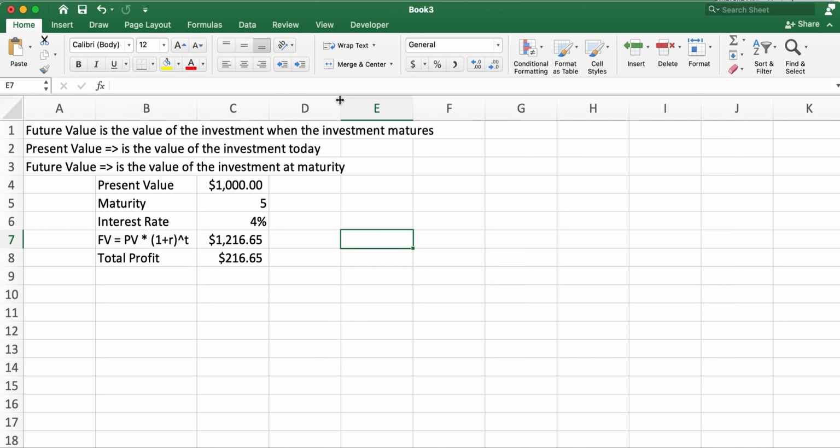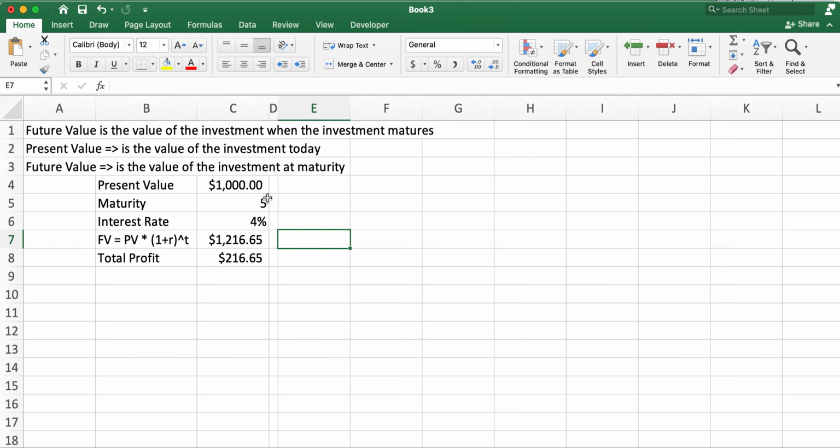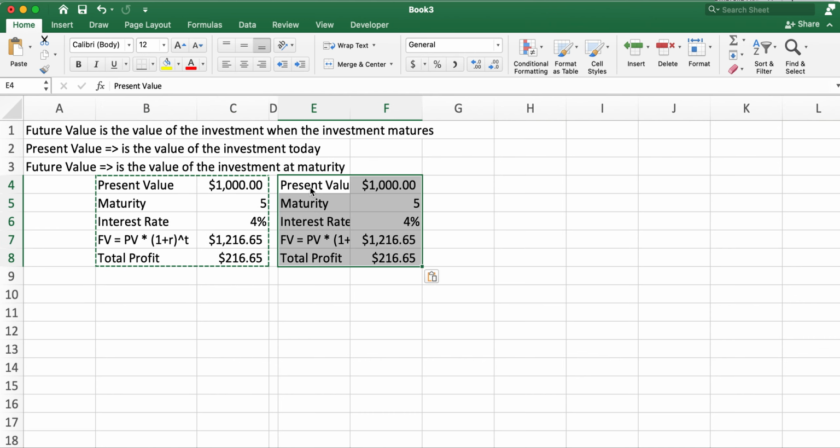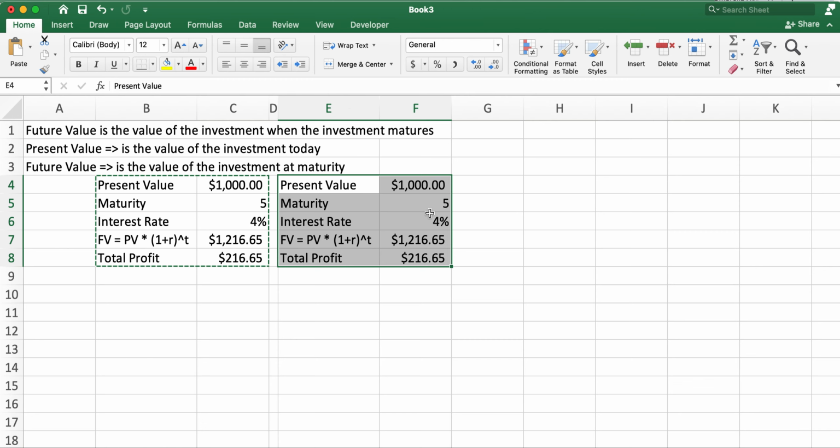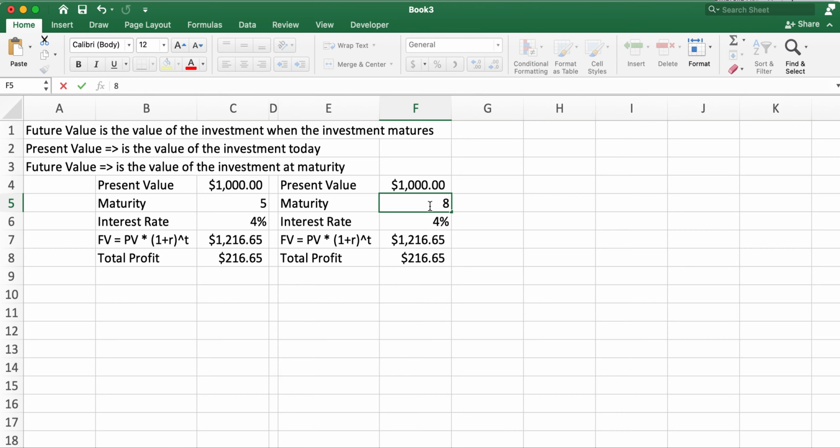Okay. Now let's do this again. We're going to tinker around, and now we're going to change our maturity. We're going to jump it by 3 years, so 8. And we're going to see what happens to our future value and our total profit. It's gone up. So what we can say is an increase in time leads to an increase in future value. We have a direct relationship.